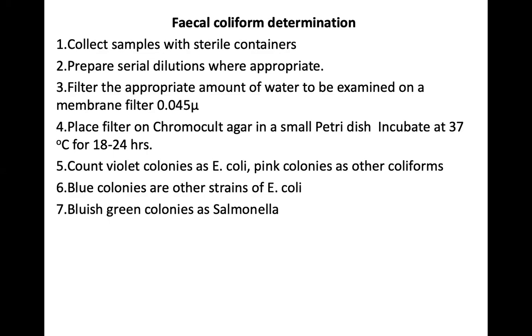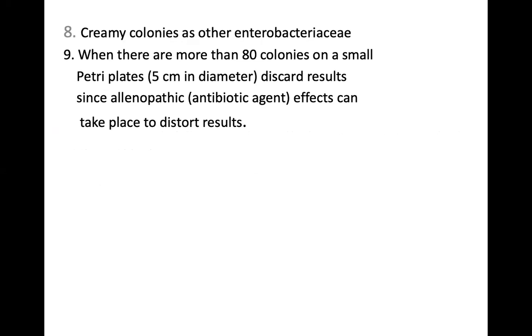And then once you see pink colonies, you can say they are E. coli. Once you see blue colonies too, you can also say they are other E. coli. But once you see bluish green colonies, then you can commonly say they are Salmonella. A creamy colony would indicate Enterobacter.